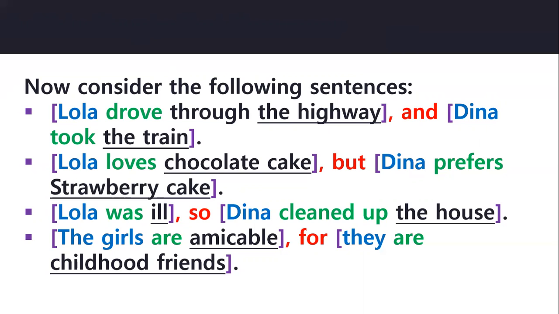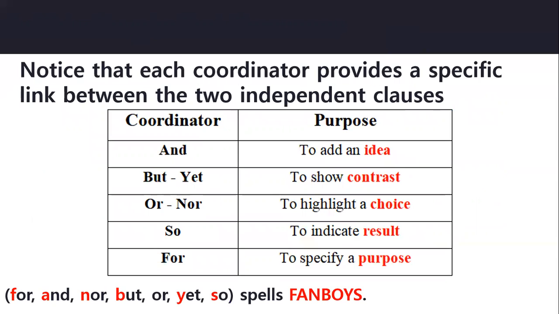Each sentence contains a coordinator and a comma. It is very important to precede the coordinator with a comma. Notice that each coordinator provides a specific link between the two independent clauses. The coordinator and is to add an idea. The coordinators but and yet are to show contrast. Or and nor to highlight a choice. So, to indicate result. For, to specify a purpose.